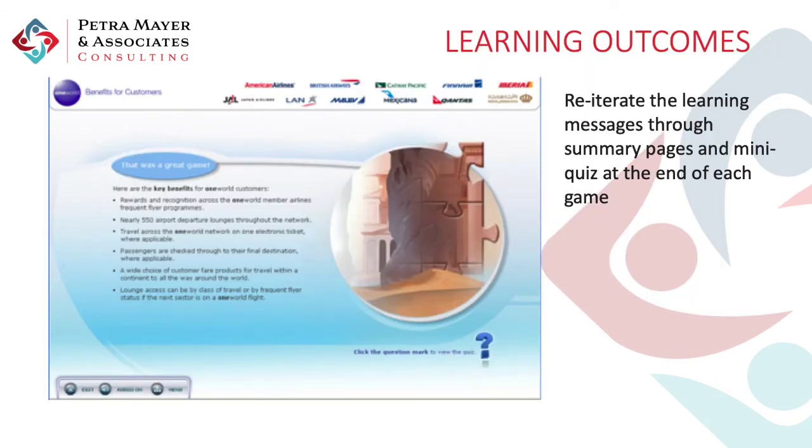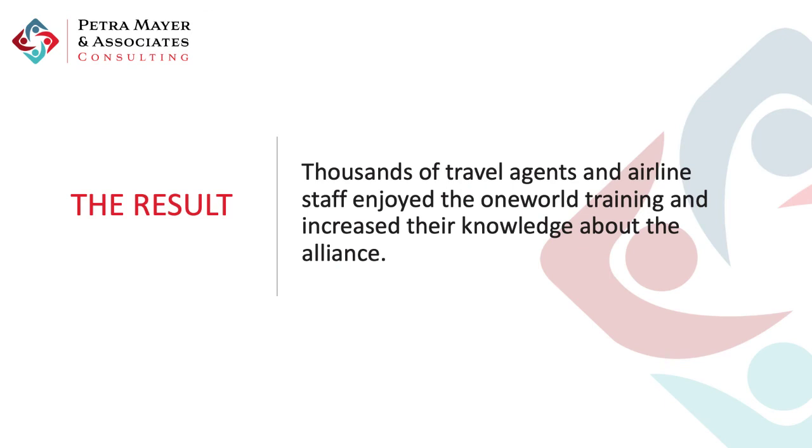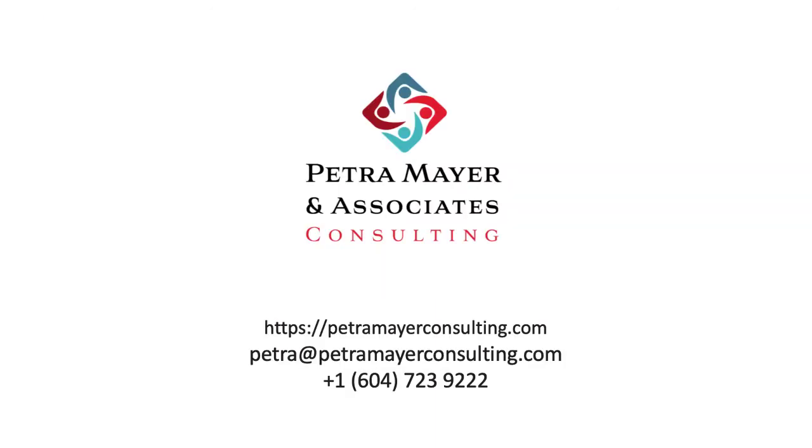At the end of each module, there were summary pages to reiterate the learning messages. And a quiz also helped to reinforce learning further. Completion of the quiz was required to get the certificate. Thousands of travel agents and airline staff enjoyed the oneworld training and increased their knowledge about the alliance during the period that this training module was available online.